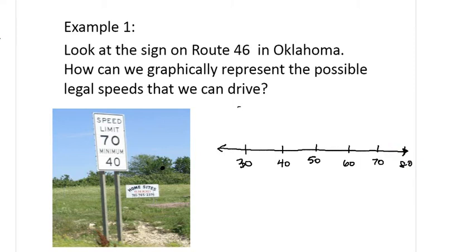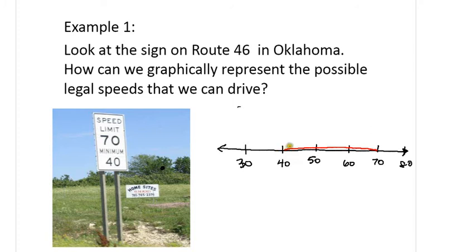So what this is saying is, if I'm driving anywhere between 40 and 70 miles an hour, I'm driving within an acceptable speed to be on the highway. So I'm going to start by shading in from 40 to 70. Now I'm not going to go above 70, I'm not going to go below 40, because if I go below 40 or if I go above 70, then I'm either driving too fast or too slow.